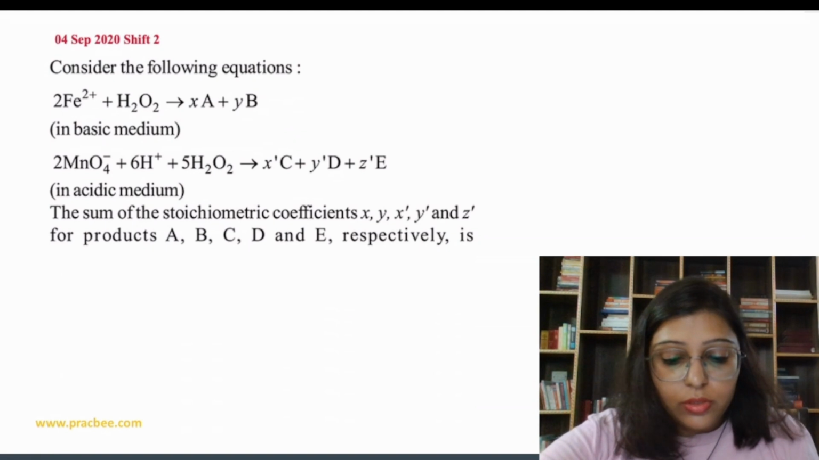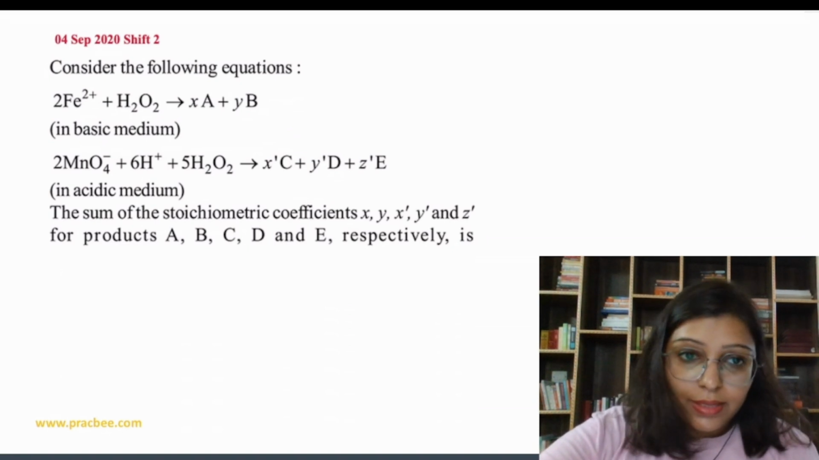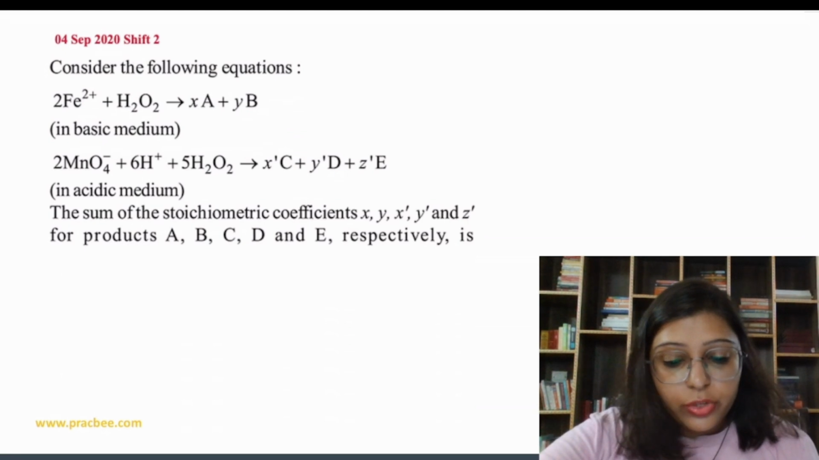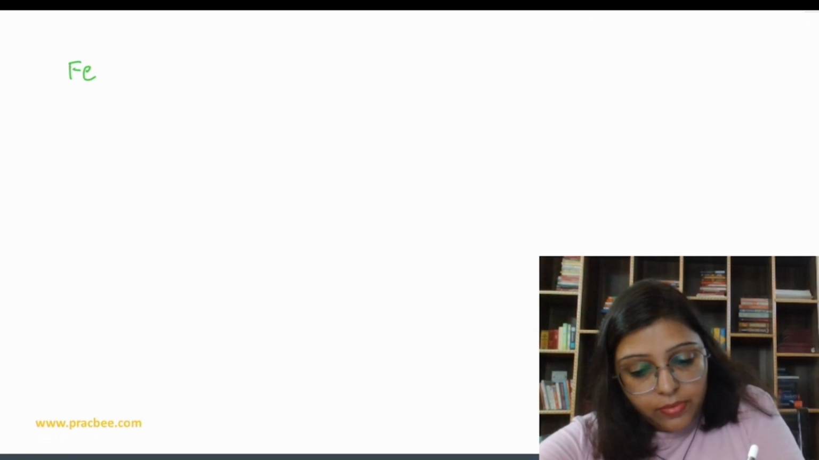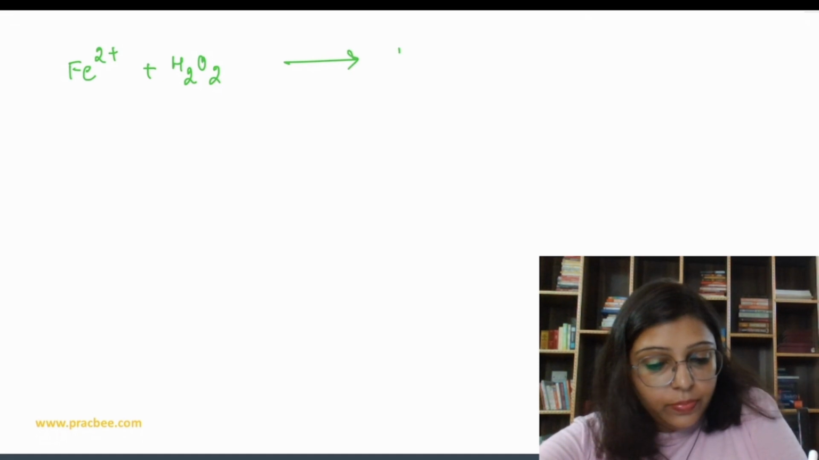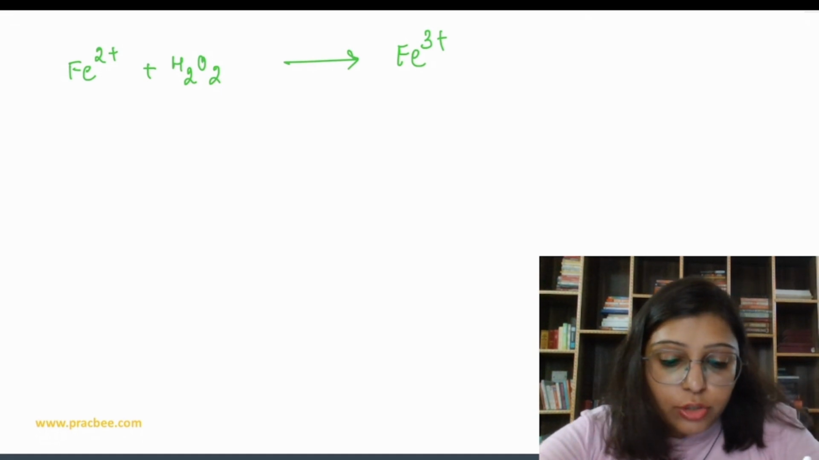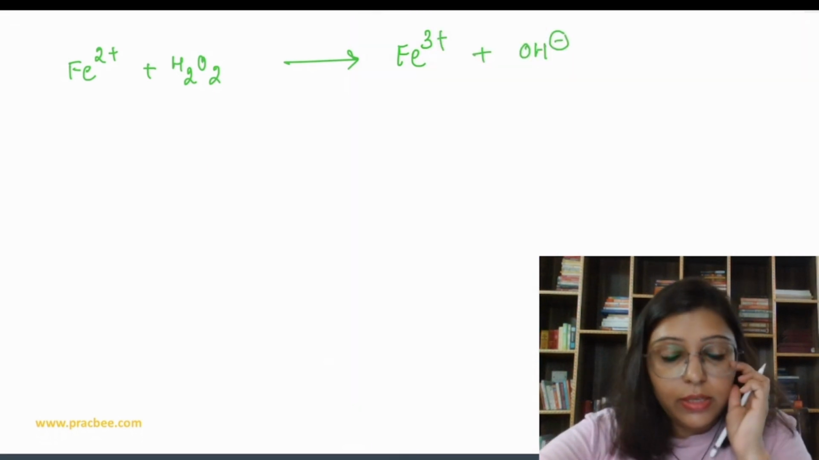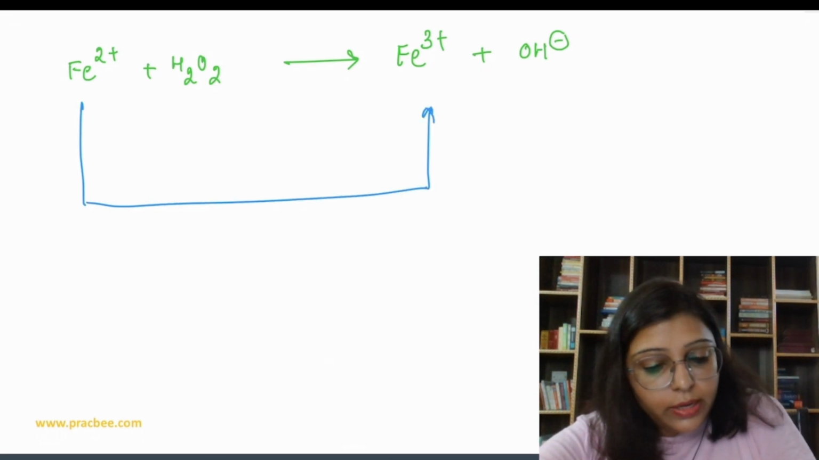Consider the following equations. Okay, so the first equation we have to balance in basic medium, and the second equation we have to balance in acidic medium. Okay, so the first equation is Fe2 plus H2O2 gives Xa and Yb. So see, Fe2 plus H2O2, and we get Fe3 plus, because Fe2 plus is oxidized to Fe3 plus, and H2O2 reduces to OH minus, we can say. H2O2 reduces to OH minus.